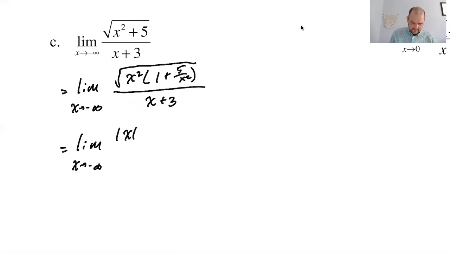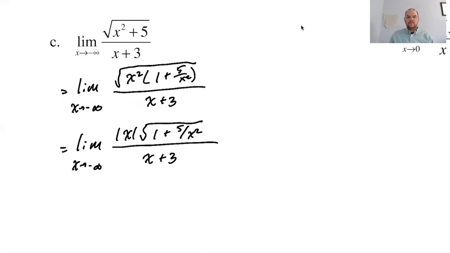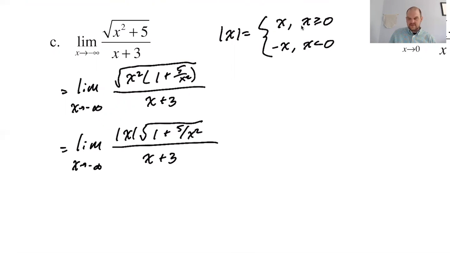So I take that out, and then I still have 1 plus 5 over x squared over x plus 3. All right, now, big step. If x is going to negative infinity, what's the absolute value of x? Absolute value of x is x when x is greater than or equal to 0. It's the opposite of x when x is less than 0.